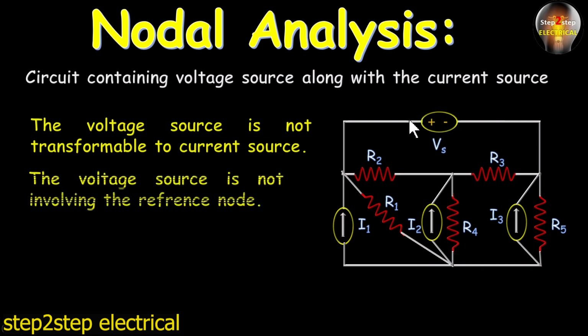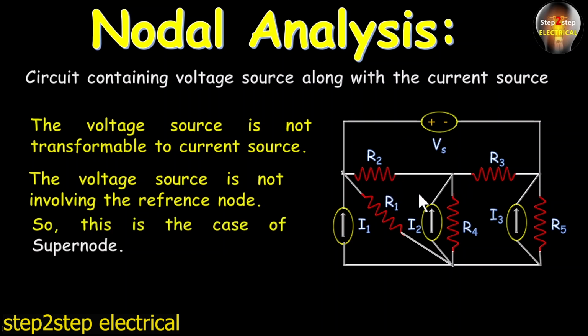And the next thing, this voltage source is not involving the reference node. As you all know, this node is going to be the reference node, and this voltage source is not connected with this node in any way. So this is the case of a supernode. As this voltage source is lying between these two nodes, these two nodes are known as a supernode.